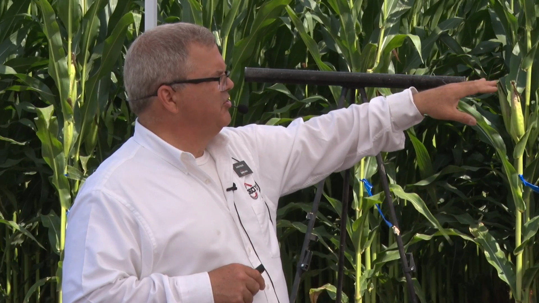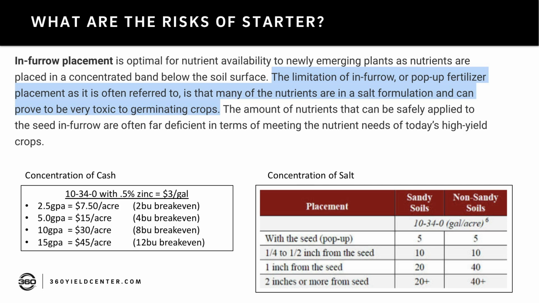Whenever you read an article on starter fertilizer, it's just a matter of time before you come across one of these sentences that I've highlighted in light blue. The limitation of in-furrow or pop-up fertilizer placement, as it's often referred to, is that many of the nutrients are in salt formulation and can prove to be very toxic to germinating crops. Let's face it, most starter fertilizers are in salt formulation and they're toxic. And when you start putting them on seed or near seed, you're playing with fire.